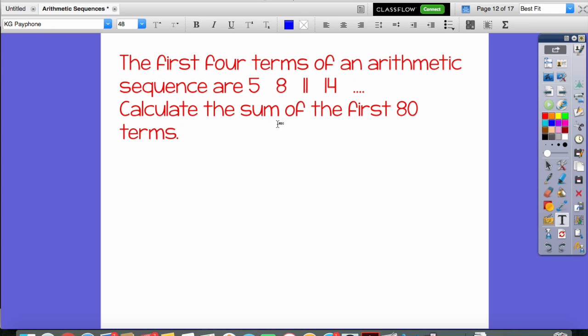So we're going to look at 2 examples, and you're going to try one on your own. This one says the first 4 terms of an arithmetic sequence are 5, 8, 11, and 14. We're going to calculate the sum of the first 80 terms.